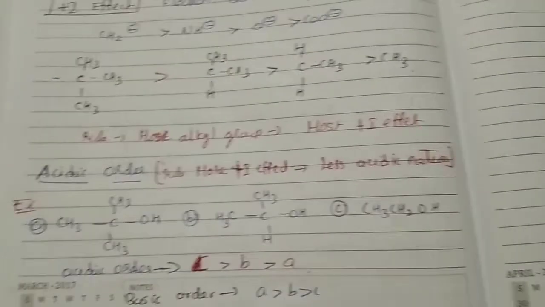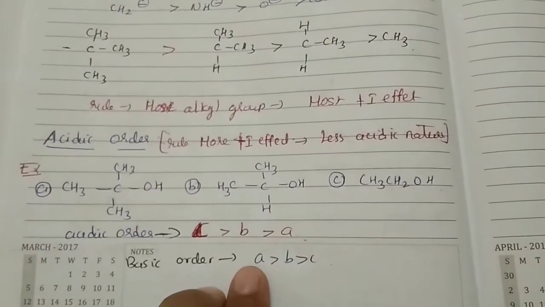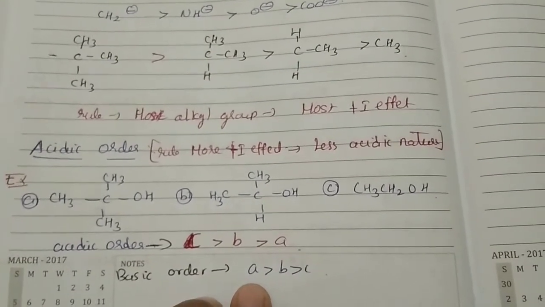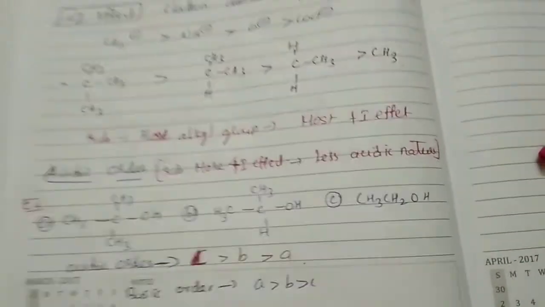But when it comes to the basic order, it is reversed. A will come first, then B, then C. A is the more basic. A shows more basic character, then B, then C. Okay. You have to memorize this rule. Okay. Thank you.